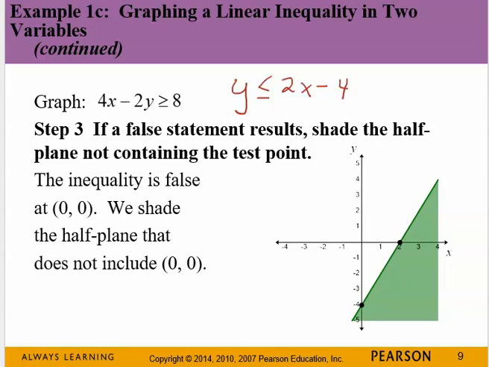Something else I found as sort of a shortcut. When you solve for a positive y, and it says y is less than, that indicates the area of solution is going to be under the line of the graph. So that's what we see here. Now, if it was y is greater than or equal to this, the shaded area would be above the solid line in this case.